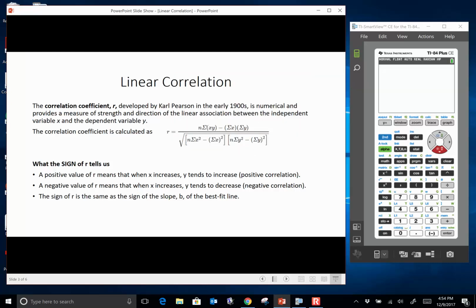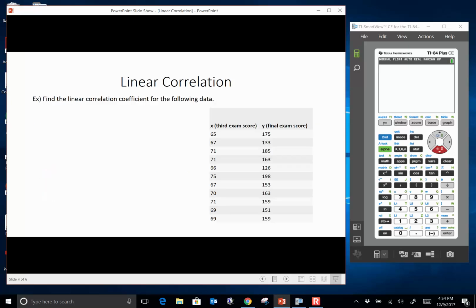So the sign of r actually corresponds to the slope of the line of best fit, which makes sense when you're kind of envisioning a line within the data. All right, let's talk about how to do this. From our previous video, I had this data inputted in for L1 and L2. Go ahead and input that data into L1 and L2.